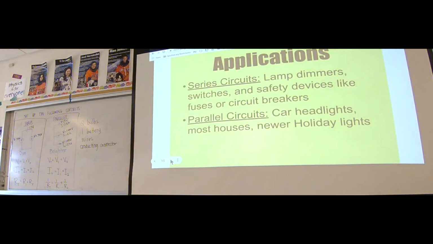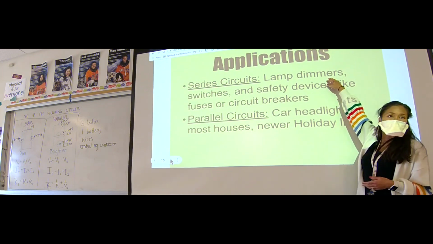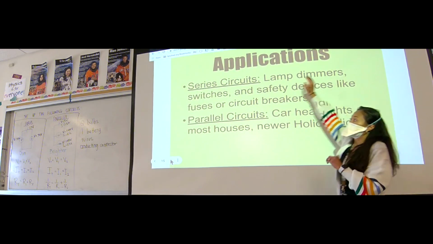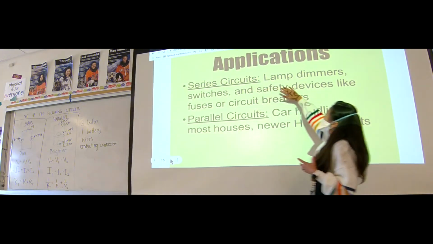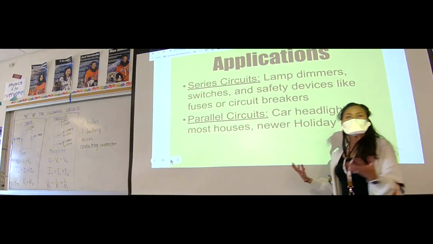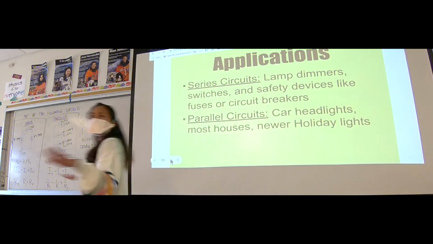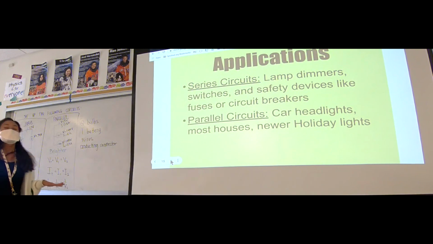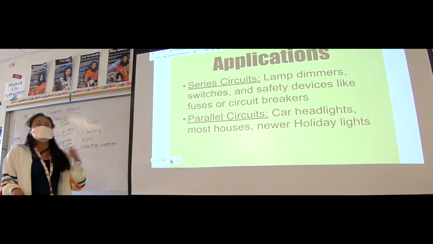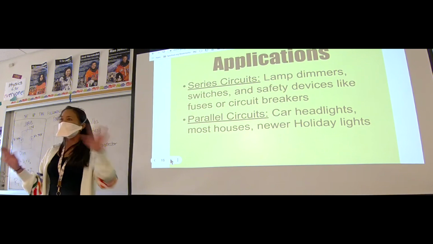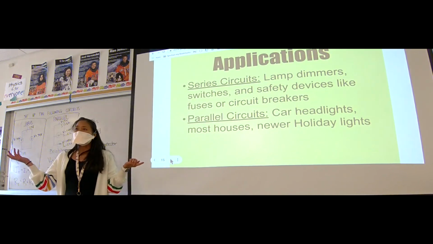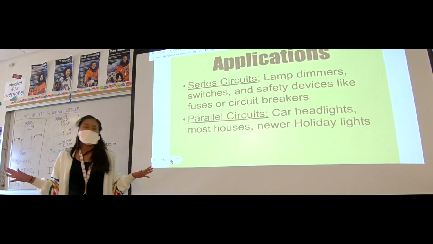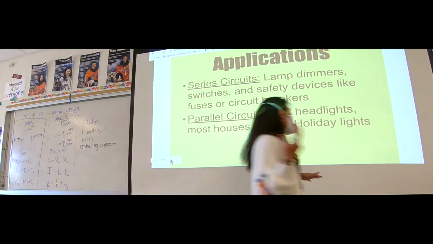So there are certain things that are good to connect in series. Lamp dimmers are important to be directly connected to your light. Switches need to be directly connected to your light and your light source. Safety devices protect your home. So if one thing gets too overheated, everything shuts down. But obviously car headlights, if one headlight goes out, you don't want everything to go out. So these are connected in parallel. Most houses, if one light bulb goes out, you don't want your entire house to black out. So you can just replace that bulb and things will be fine.